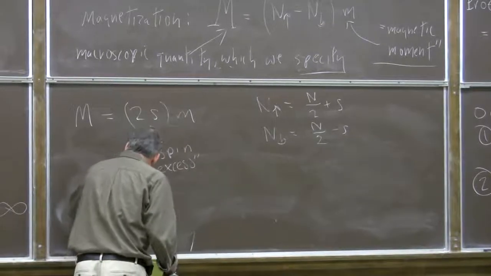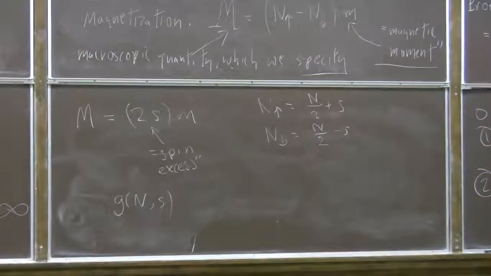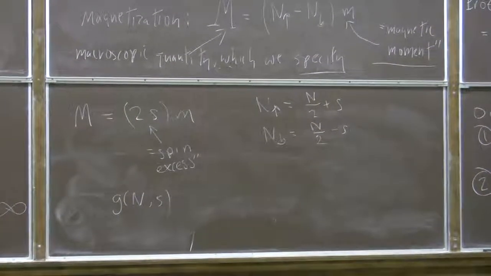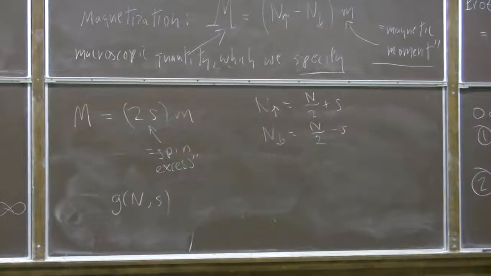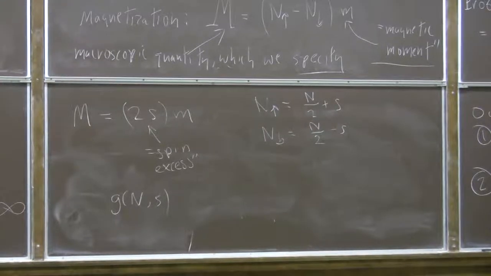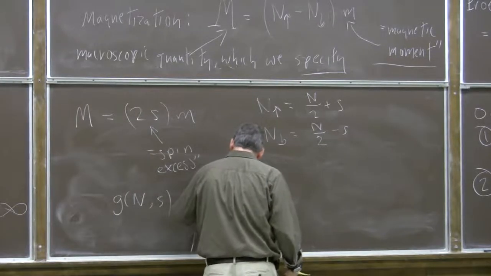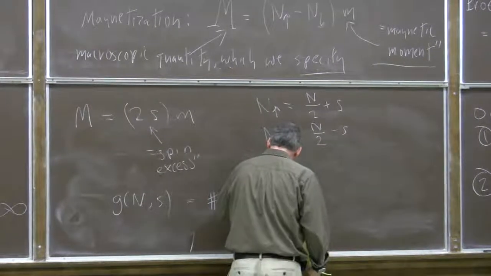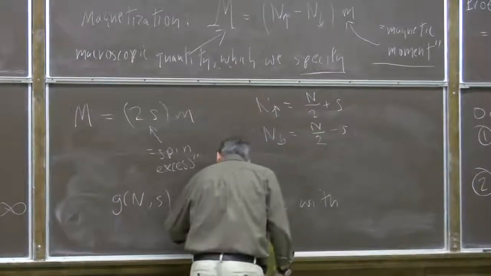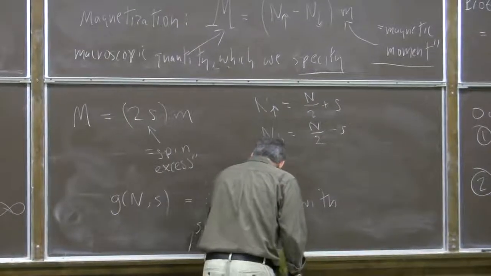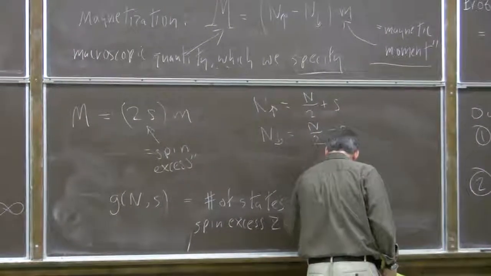Let me call a number g the multiplicity of that particular value of the magnetization. It means the number of possible states of our magnet, where in a state I specify for every one of the n spins, whether it's up or down. This multiplicity is the number of states with spin excess equal to s, a specified value of s, and n spins total.